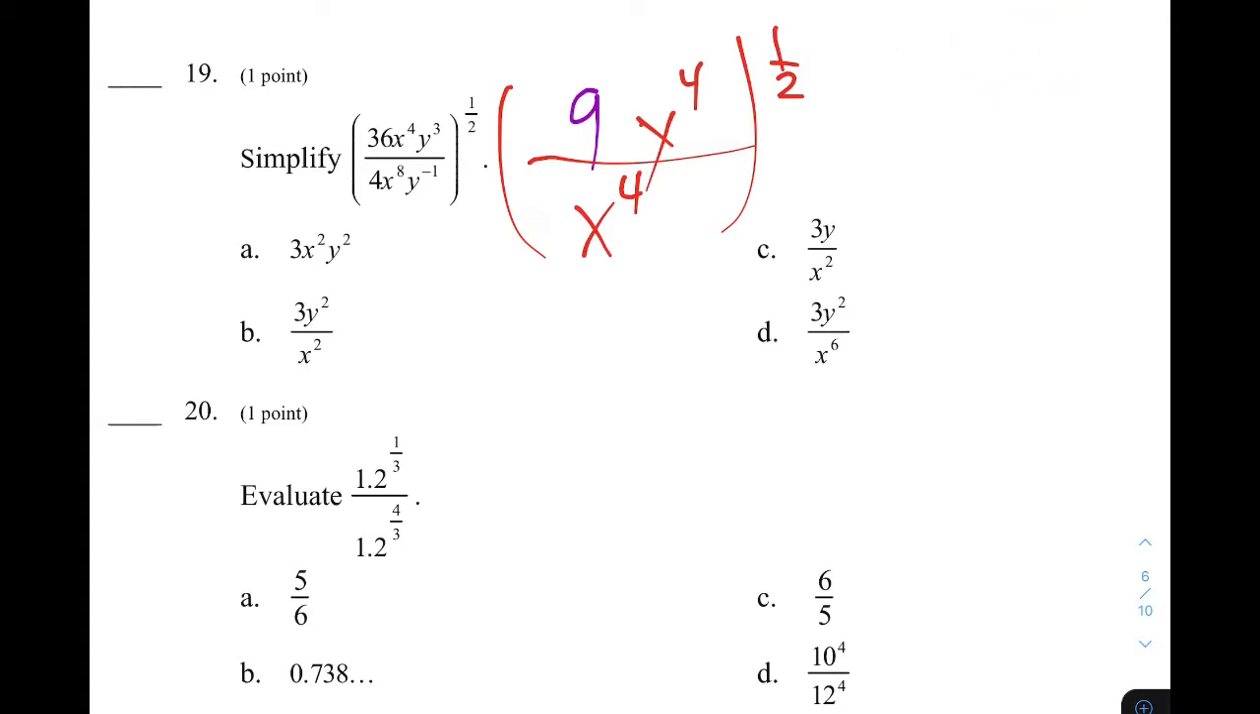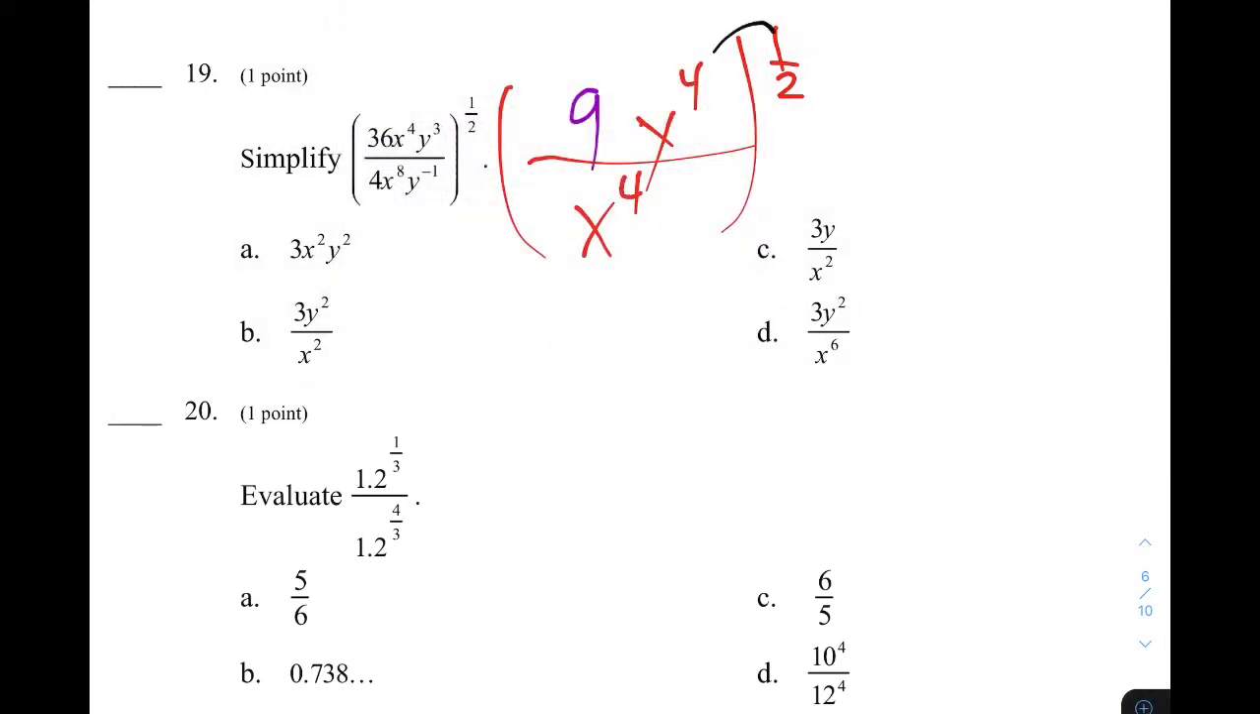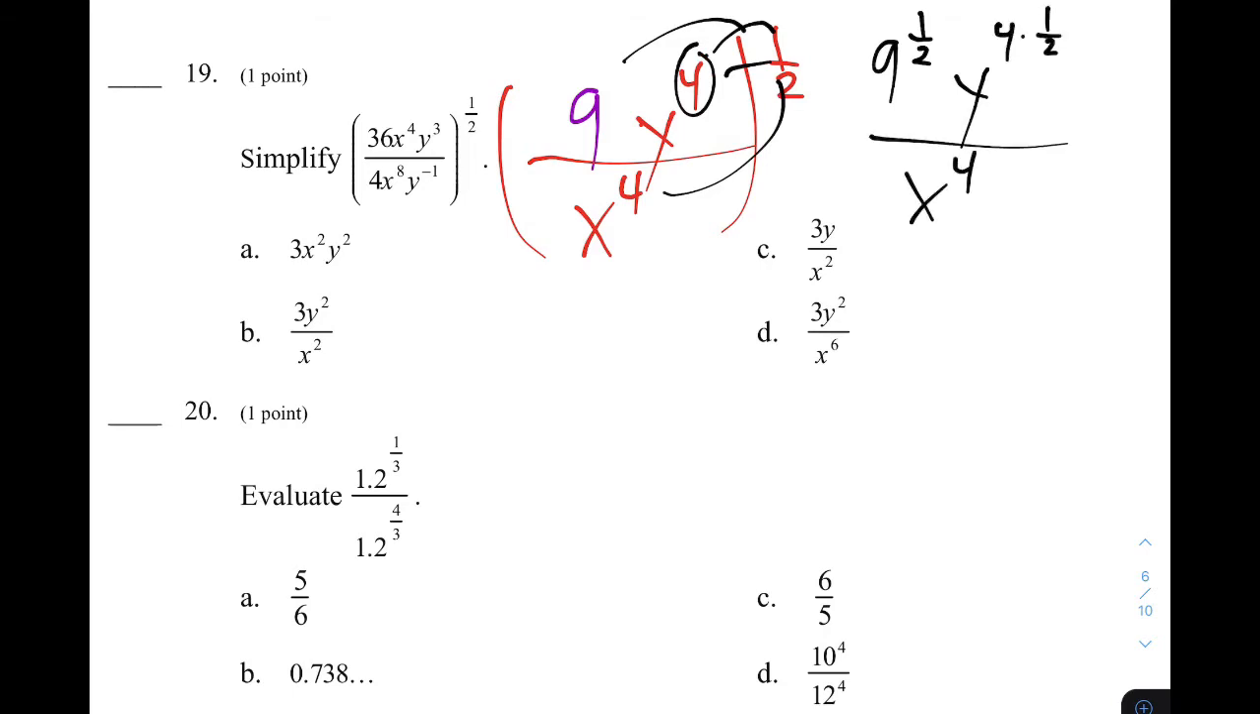Or we could take the exponent and multiply it by all of its constituent parts. So that's 9 to the half, y to the 4 times a half, and x to the 4 times a half. 9 to the power of a half is root 9, and root 9 is 3.